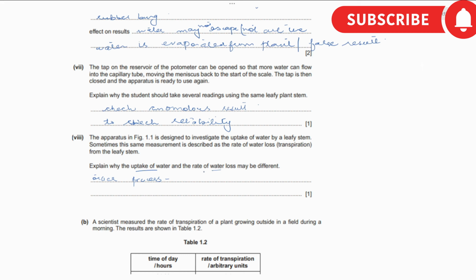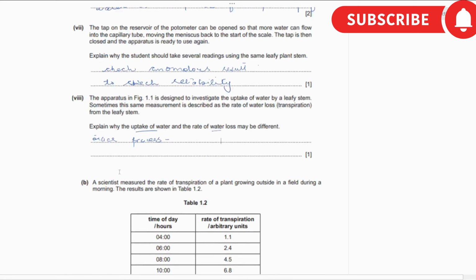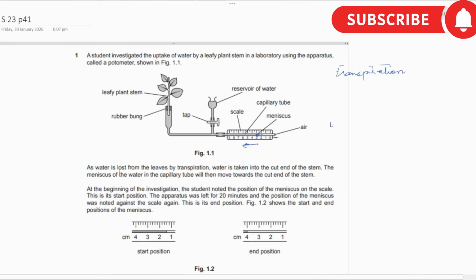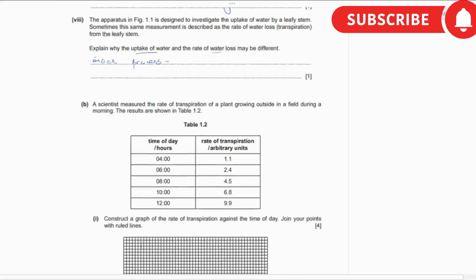We can also say, this one is fine. Or there is one more explanation: when we cut the stem, we cut it underwater so that the connection of the xylem vessel doesn't break. So there is already stored water in the plant. Exactly. That's why the rate of uptake might not be equal. But this is also correct.